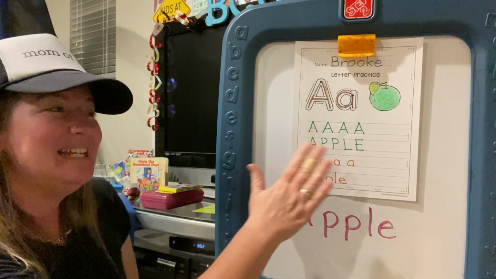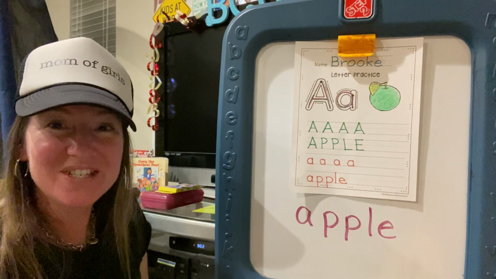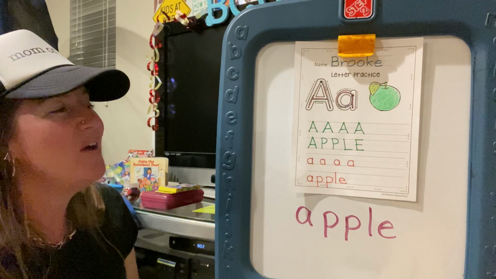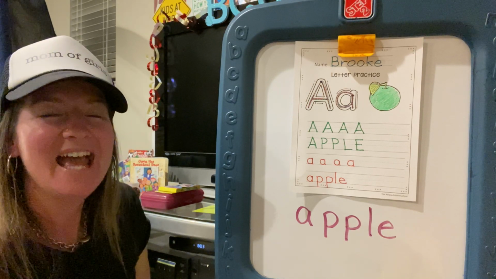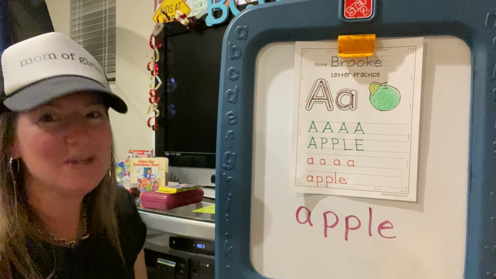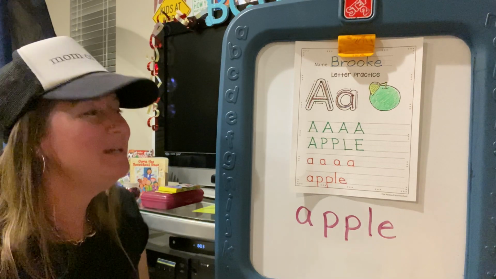Now, if you need some time, you can finish up your worksheet, all right? And on the back, if you want, you can practice writing as many big capital A's and lowercase a's as you can. That would be amazing.